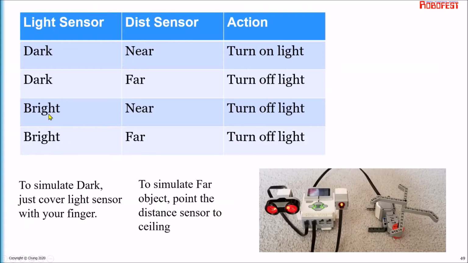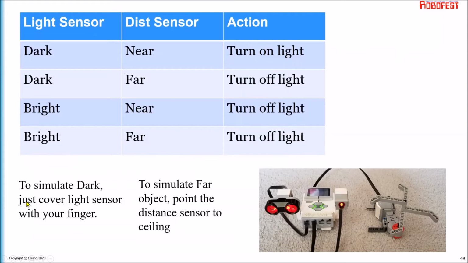Light sensor detects bright. Don't need to actually turn on the light, even if someone is near to the distance sensor. That means someone is in the room, and the room light is bright. The window shows a lot of daylight. Then don't turn on the light. The action is to turn off the light. The room is bright, no one is there, don't need to turn on the light.